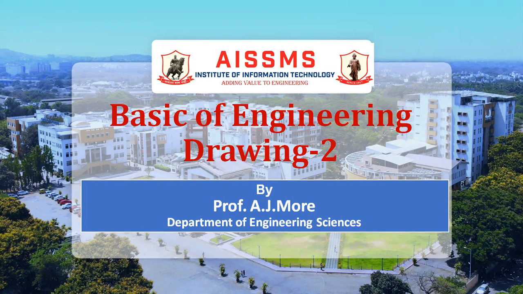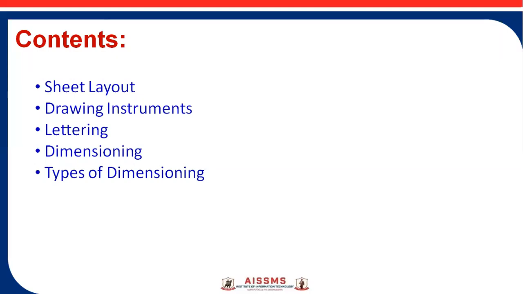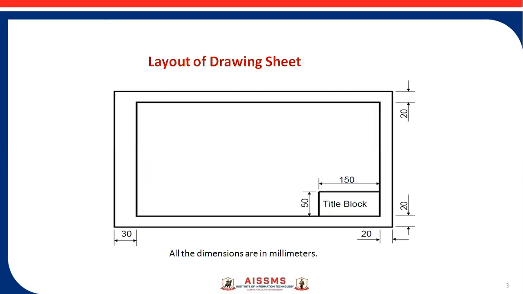This is part 2. In the previous lectures, we have learned the need of engineering drawing, the meaning of engineering drawing, and the types of lines with their application. Now, in this session, we are going to start with the sheet layout, different types of drawing instruments, lettering, dimension, and the types of lines.